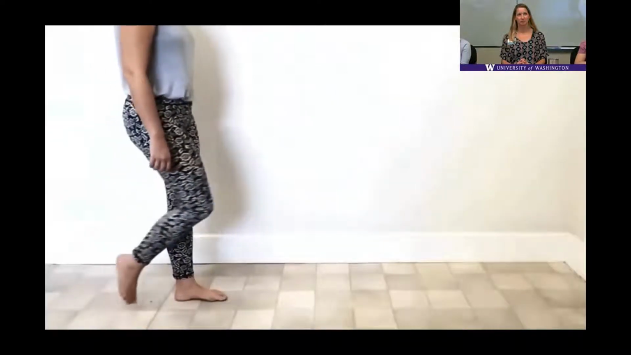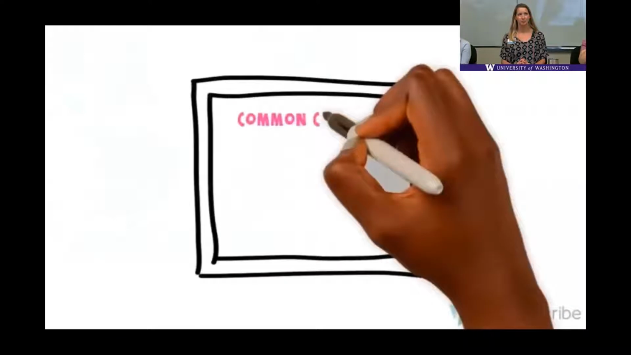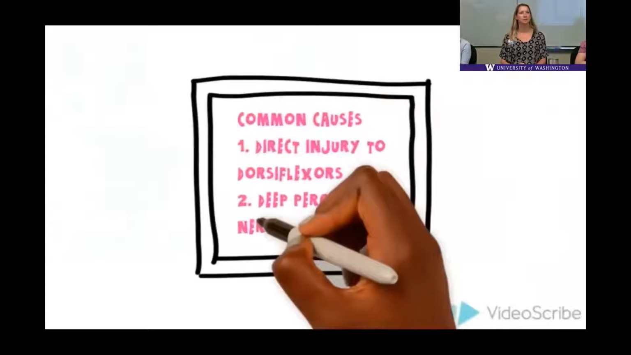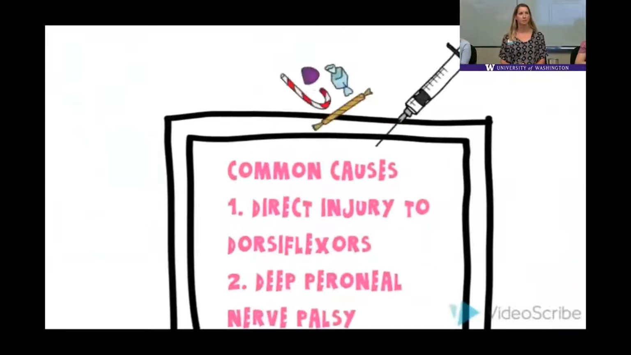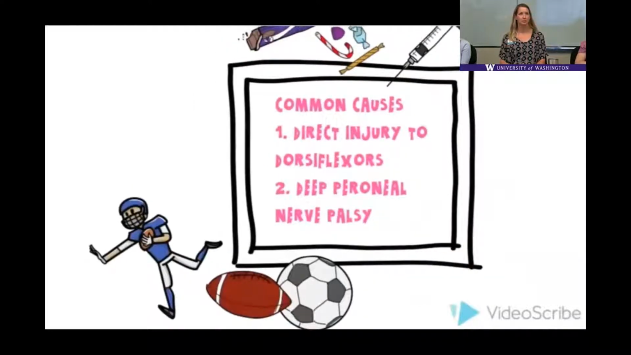And now for drop foot, otherwise known as the high steppage gait. Notice how she raises her right knee higher during the swing phase in comparison to the other knee. This occurs because paralysis of her foot and ankle dorsiflexors in this leg prevents her from clearing the ground properly, and so she compensates by excessively flexing the hip and knee to achieve this. This is seen in direct injury to the dorsiflexors and deep peroneal nerve palsy, as occurs in diabetes, sports injuries, childbirth, and hip or knee replacement.